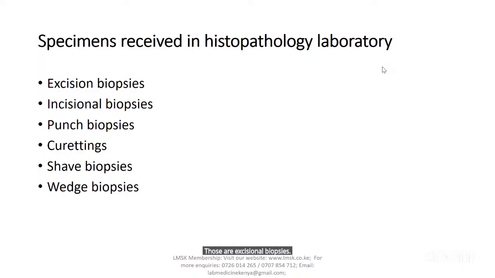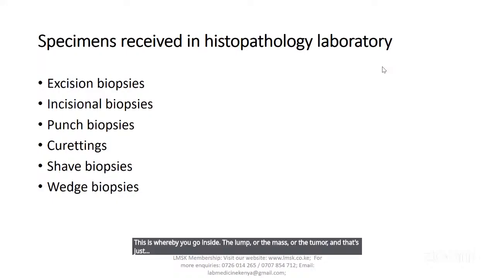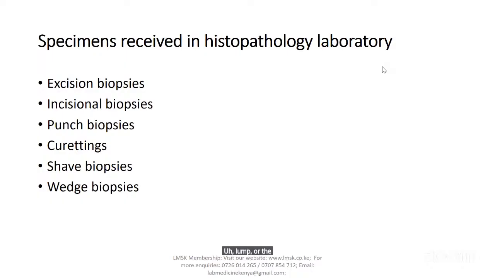Then incisional biopsies. This is whereby you go inside the lump or the mass or the tumor and take just a piece of it, a small sample of the lump or the tumor or the mass. That is incisional. A good example of an incisional biopsy is a core biopsy, which is taken using a core needle biopsy. Then we have the punch biopsies.